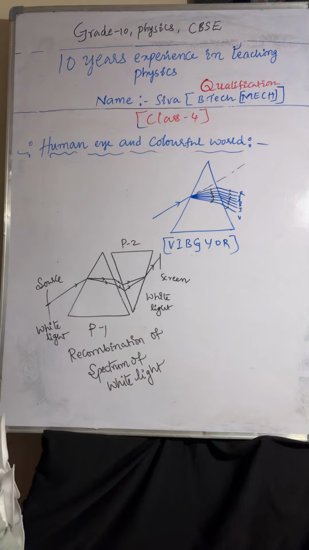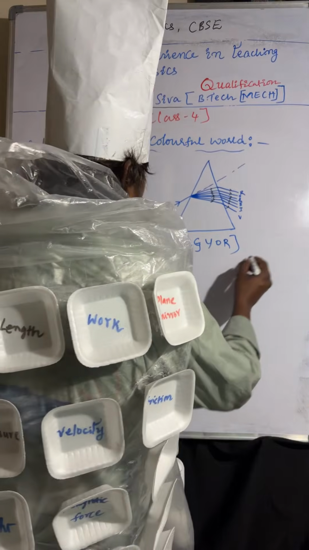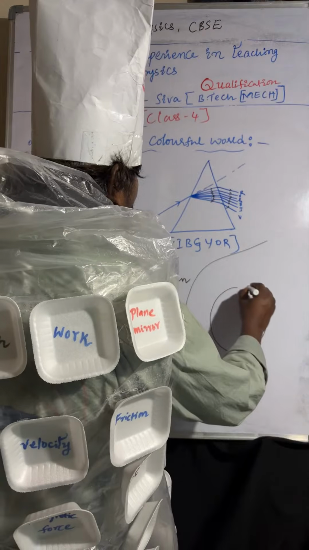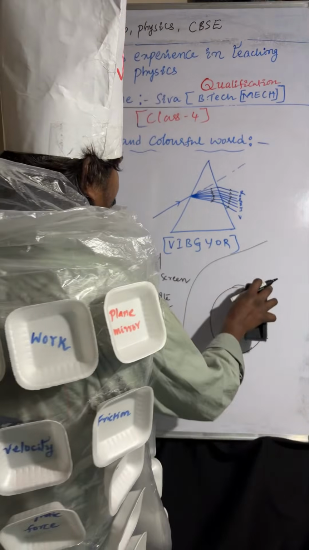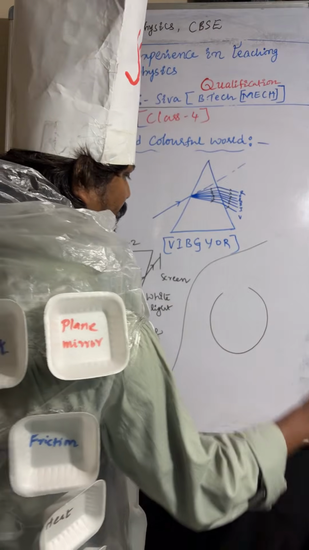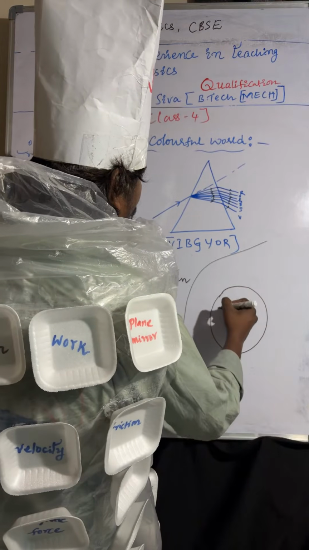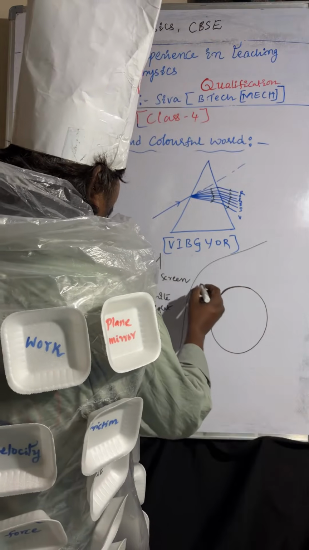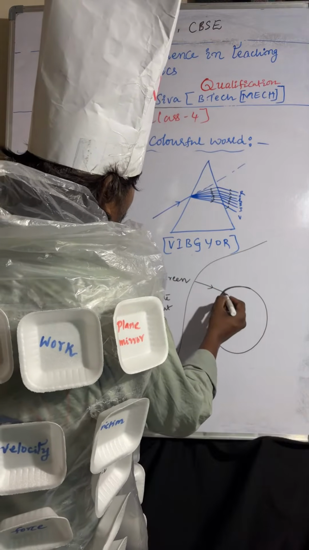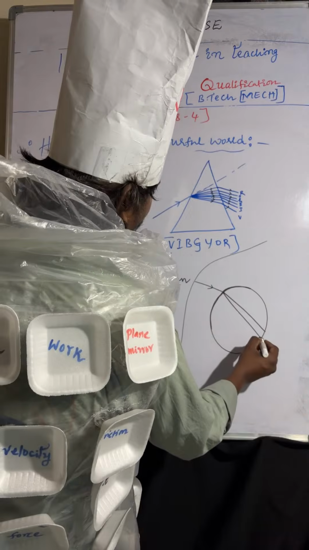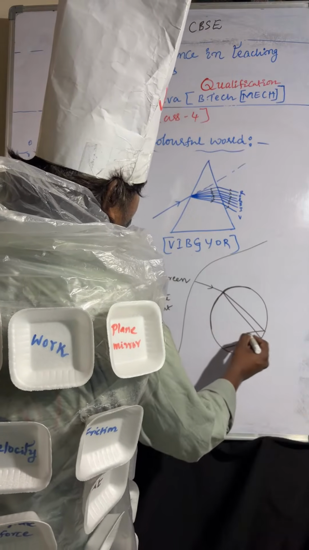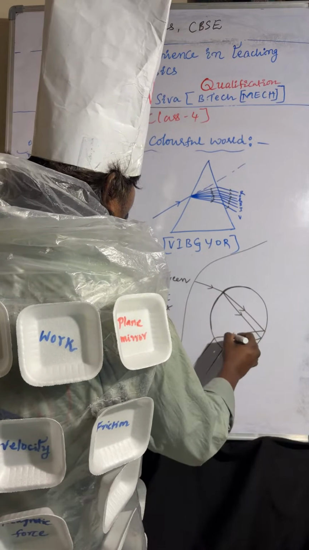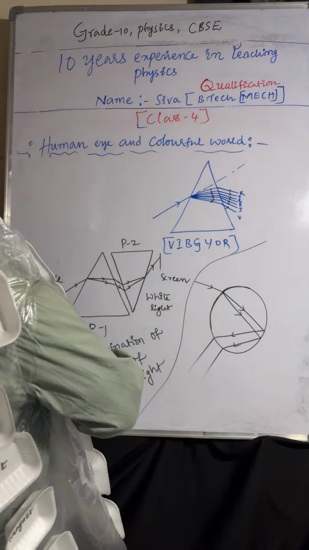Understood or not? Yes. So next one, rainbow formation by water droplet. If you are taking the water drop here like this, so I am taking like this. White light passes and splits into 7 colors. Those 7 colors will come out here. So here violet and red.